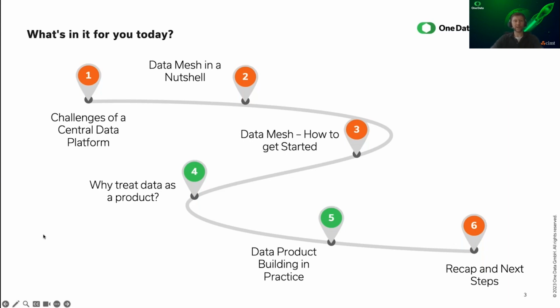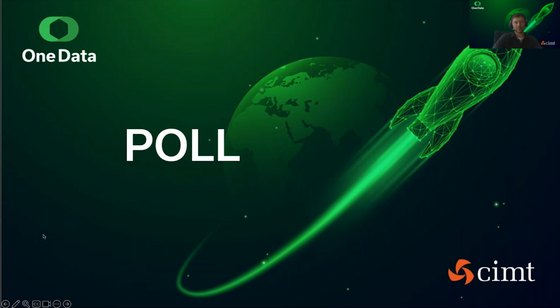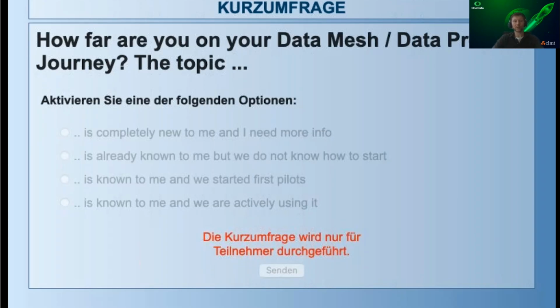But first, you are asked now in our poll. You can start the poll now, probably. You should now be able to see our poll and answer our short question. That is, how far are you on your data mesh or data product journey? Is it completely new to you, the topic? Do you know what it means, but you did not go any step further? Did you already start some pilot projects, maybe, or are you already using it actively?